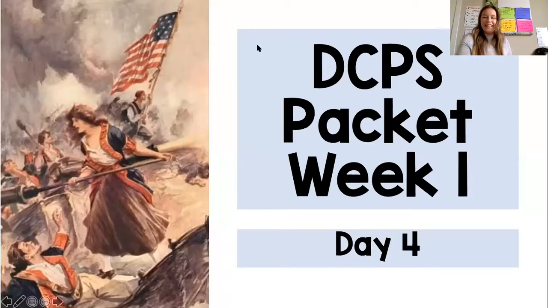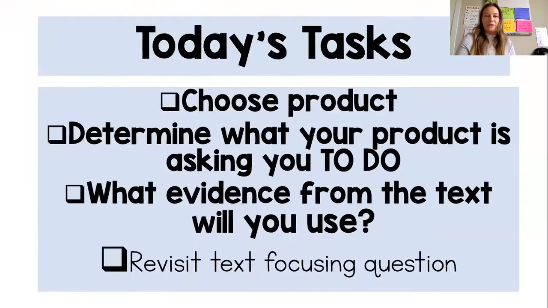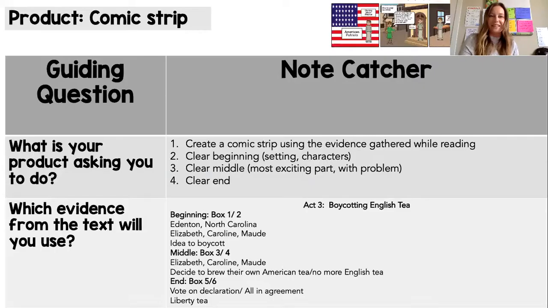All right. So we are on, like I said, DCPS packet, week 1, day 4. Today's task is obviously you choose your product. We've all chosen the comic strip. We're going to determine what our product is asking us to do. We're going to determine what evidence from the text we're going to use in our product. And then we're going to revisit that text focusing question that we've been working with all week long, just like we do normally in RRW. How exciting.